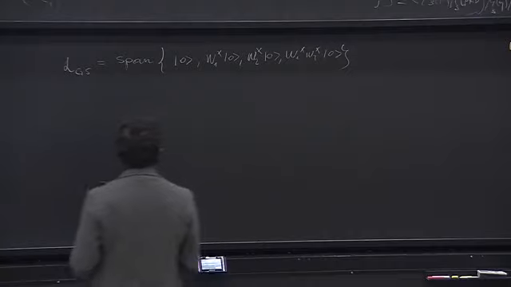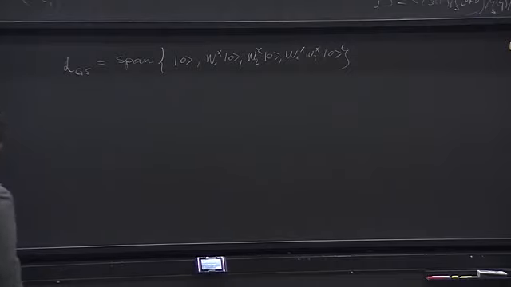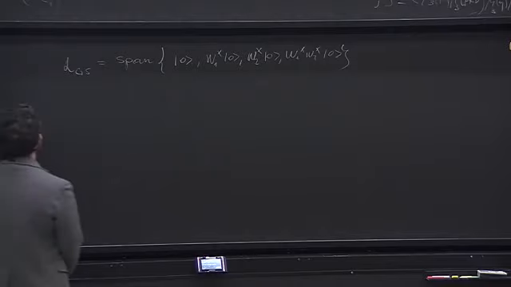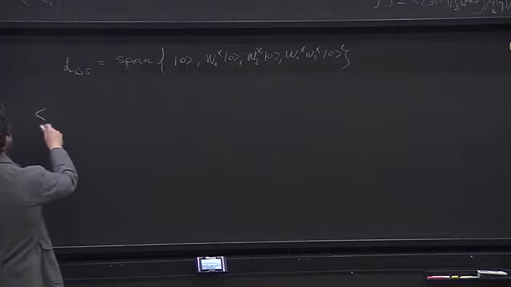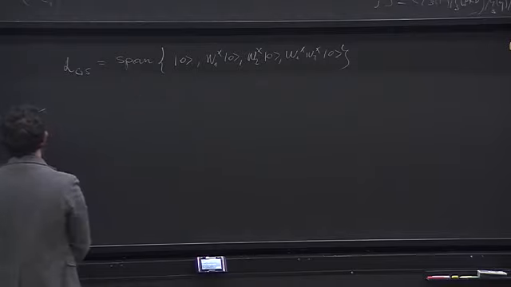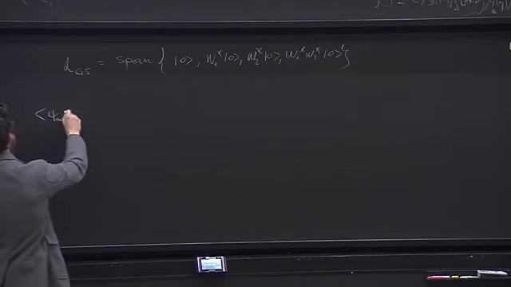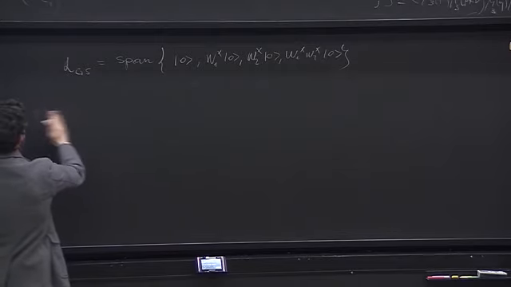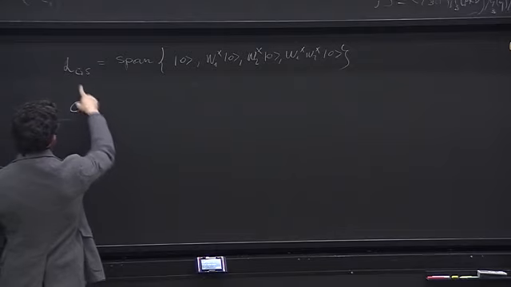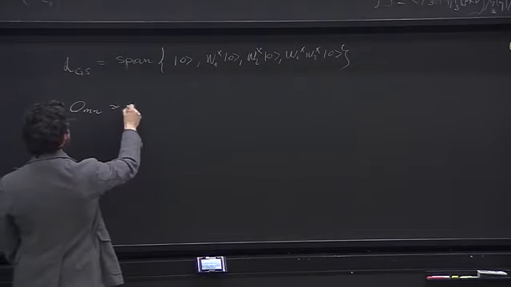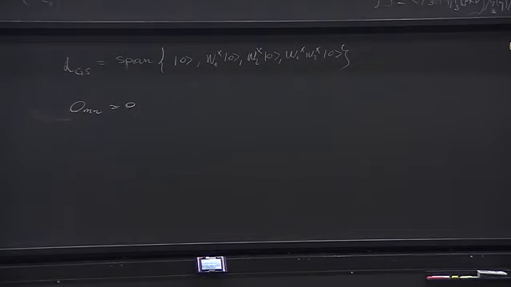And I want to show that for every 2 states in here, no matter what, so can be also combinations of them, doesn't matter, that O's matrix element in this subspace is 0. How is this possible?